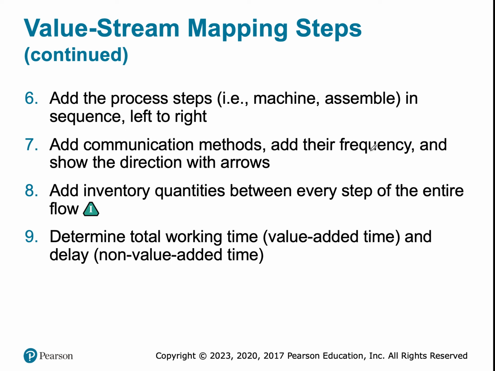Then still on the value stream mapping steps, you have to add the process steps also, like your machine, your assembly, your sequence, whether from left to right, right to left, whatever flow algorithm you have. Then another one is to add communication methods. Add their frequencies and show the directions with arrows for the communication techniques. And then another one is to add your inventory quantities between every step of the entire flow algorithm.